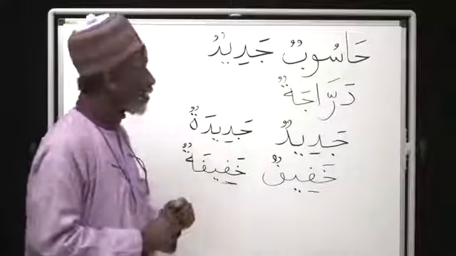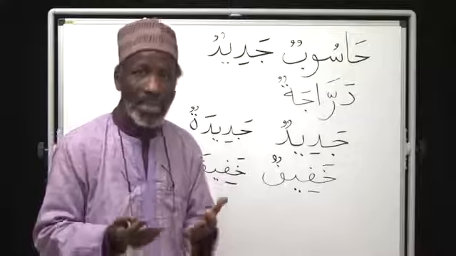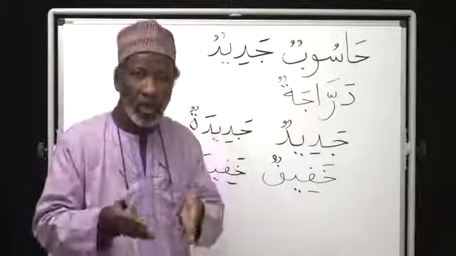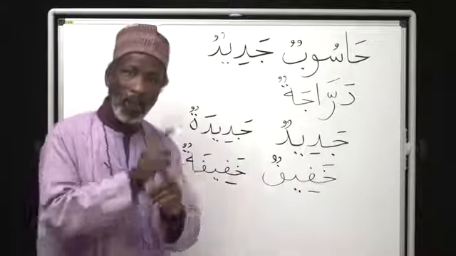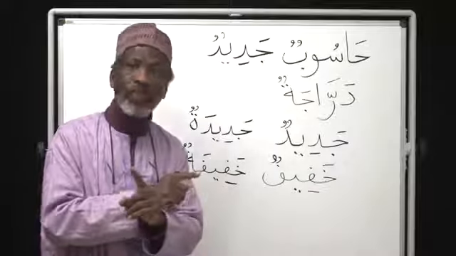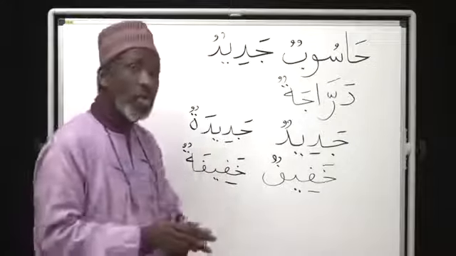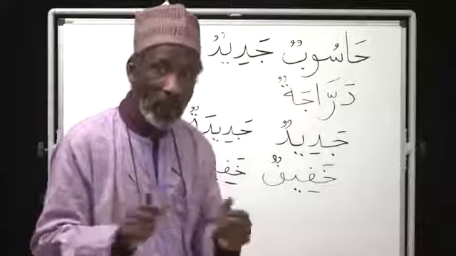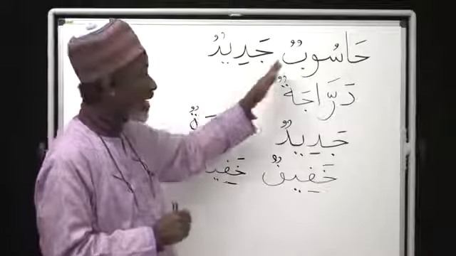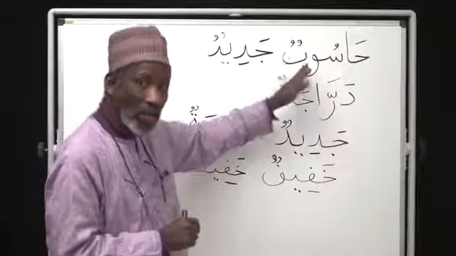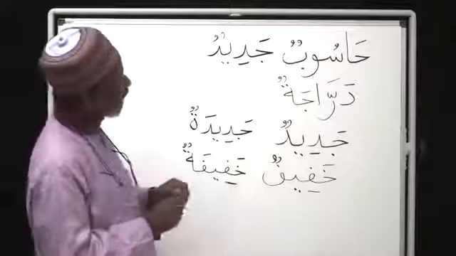A new computer. So when you want to describe an object or a noun, in Arabic, you start with the object or noun that you wish to describe first. Then you describe it. It's opposite to English. English starts with the description. You will say a new and then computer. Whereas in Arabic, you start with the noun and then you describe it. So hasubun jadidun. A new computer.